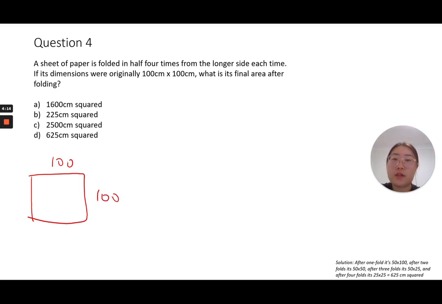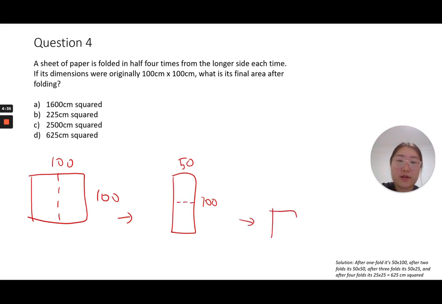We're going to fold it from the longest side. Well, there's no longer side here because they're the same, so it doesn't really matter which side. We're going to fold it like that. And what do we get? We'll get a rectangle that looks like that, 50 by 100, because we folded it in half. So we need to halve that dimension. Now we're going to fold it again from the longest side. So fold it down this way, and what do we get? We get another small rectangle, 50 by 50.